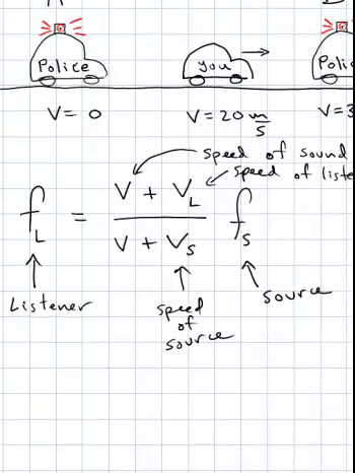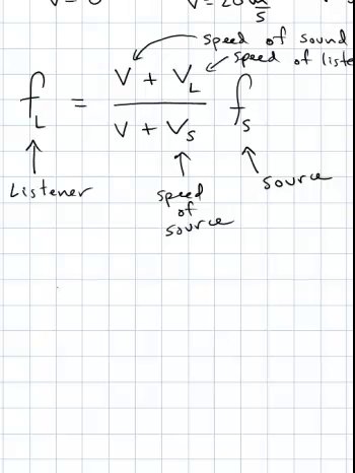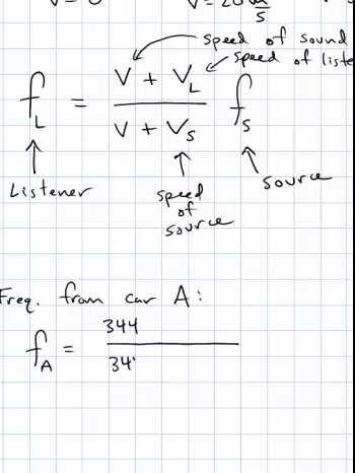So let's take a quick look at what happens from car A. Frequency from car A. So I'm going to call that frequency f sub A, and this is the frequency at the listener due to car A. The speed of sound is given in the problem as 344 meters per second. The listener is moving now. That's you. You're moving at 20 meters per second.